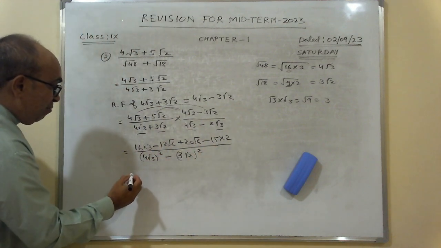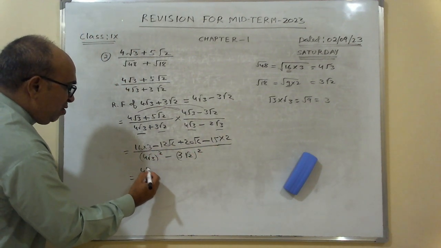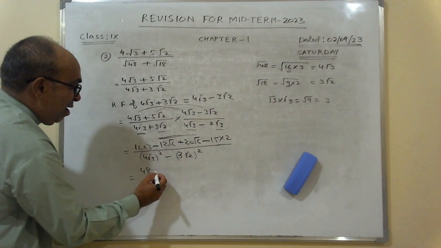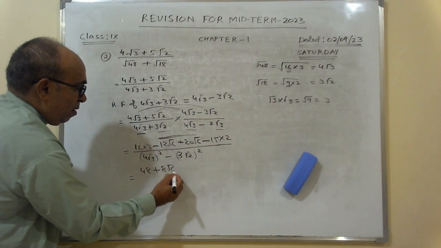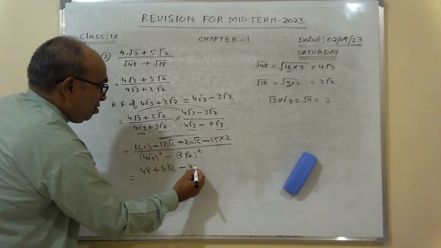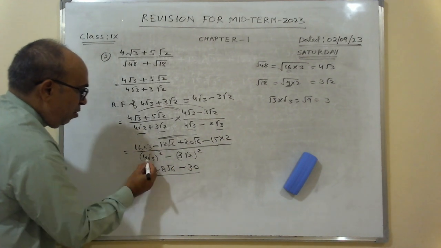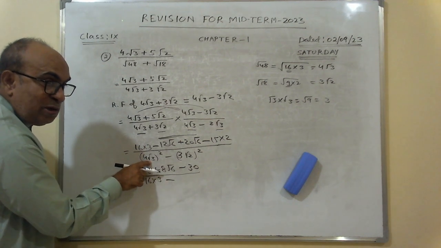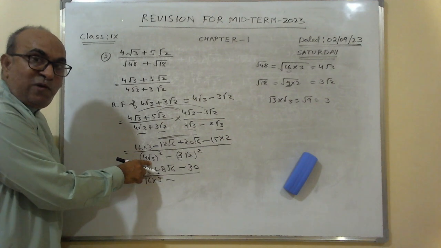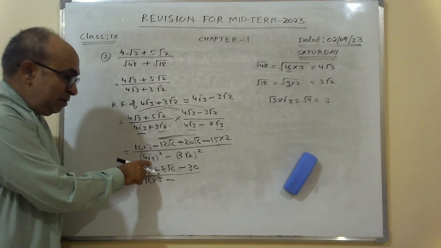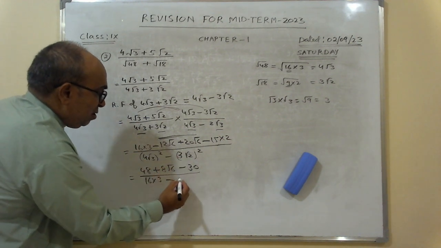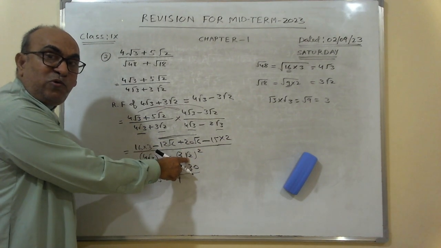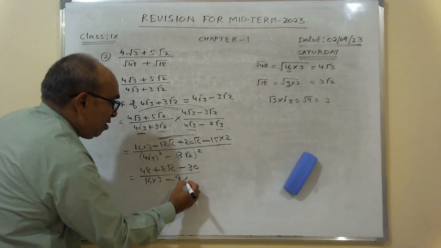Then again we will simplify like terms. 48. These two terms are like terms. 20 minus 12 is 8, minus 30. 4 square is 16 into 3, because square root 3 whole square is equal to square root 3 into square root 3, that is square root 9, and square root 9 will be 3. 3 square is 9. Square root 2 whole square means square root 2 into square root 2, that is square root 4, and that is equal to 2.